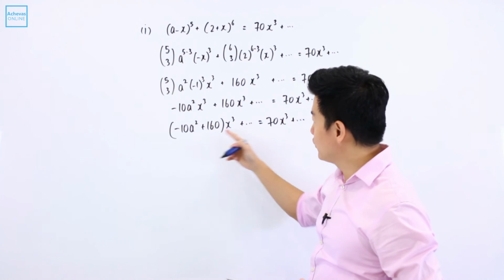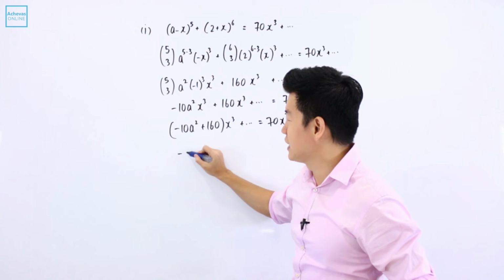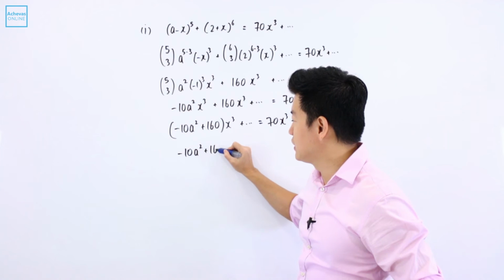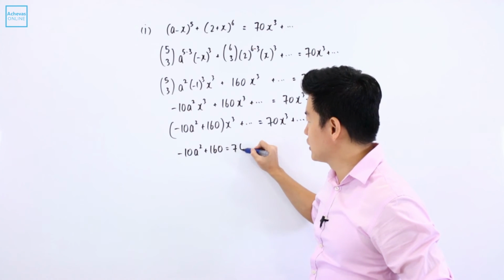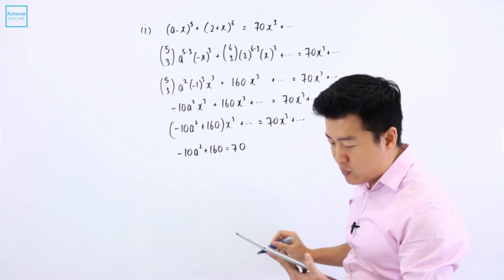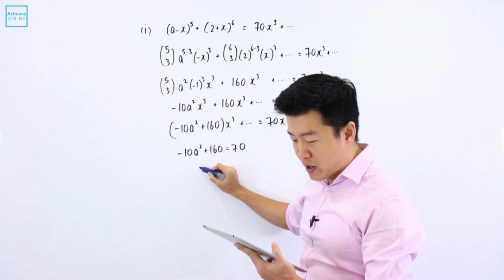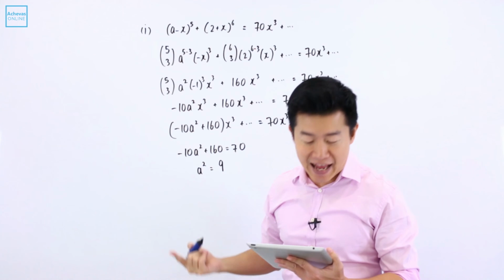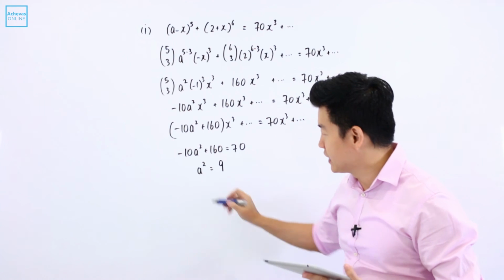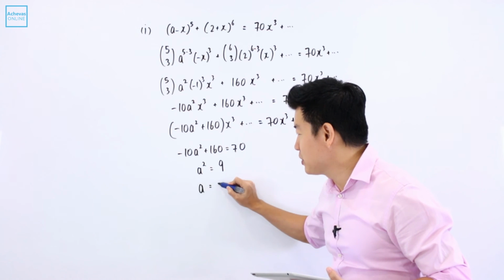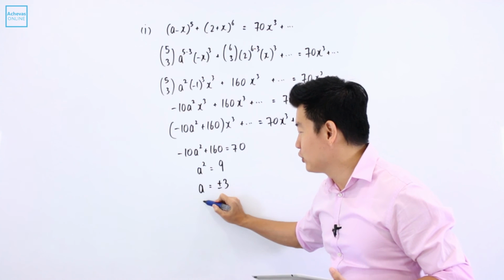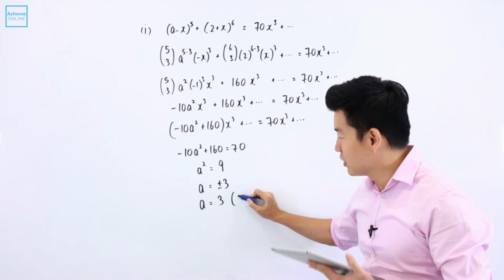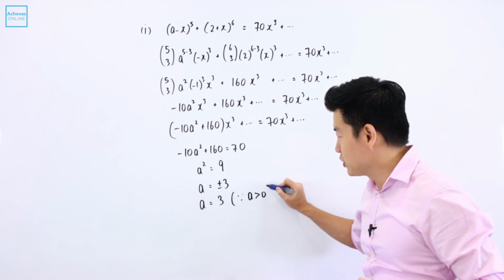So comparing both the coefficients, I will get 10a squared plus 160 is going to be equal to 70, which means that a squared is going to be equal to 9. And since a is a positive constant, a, which is supposed to be plus or minus 3, I'm going to reject the minus 3, and a is going to be just simply 3, because a is supposed to be positive.